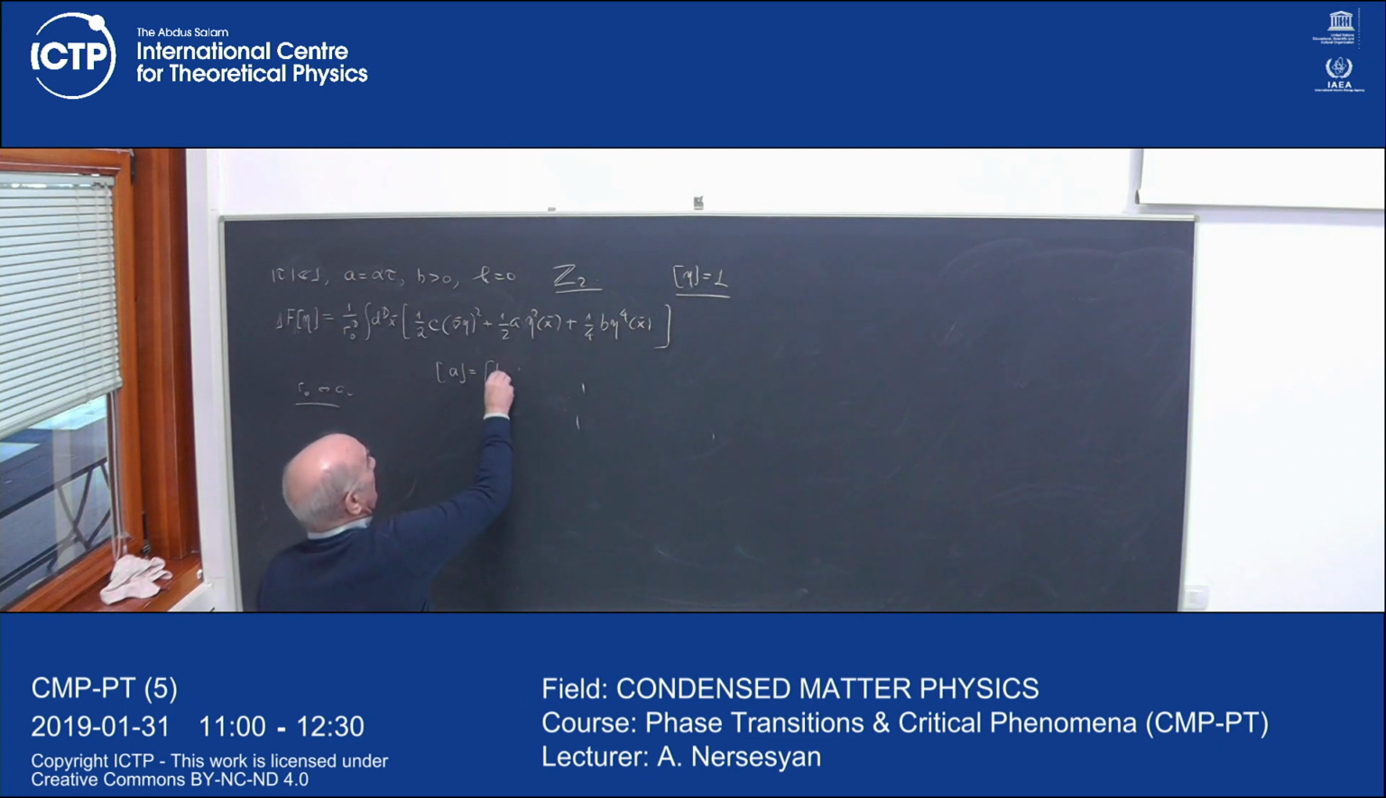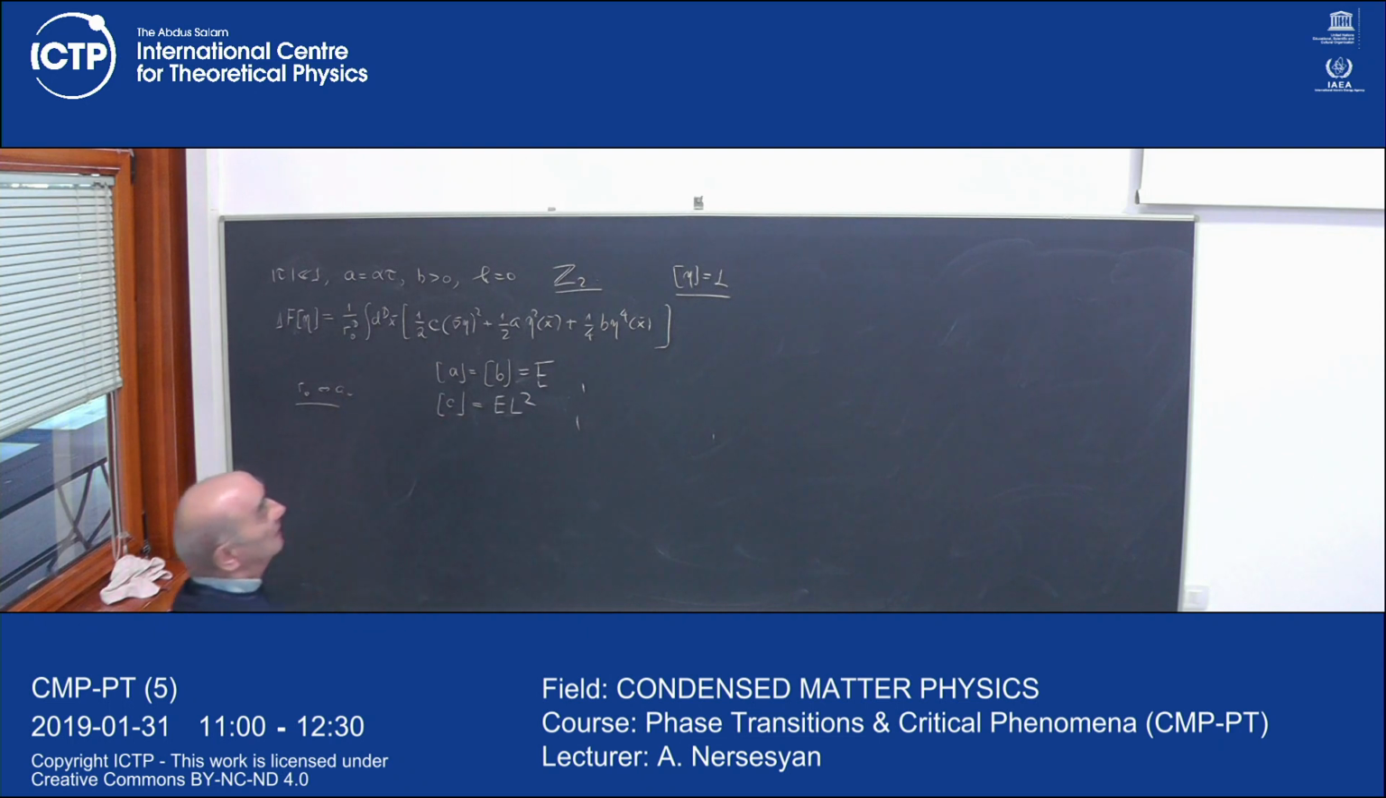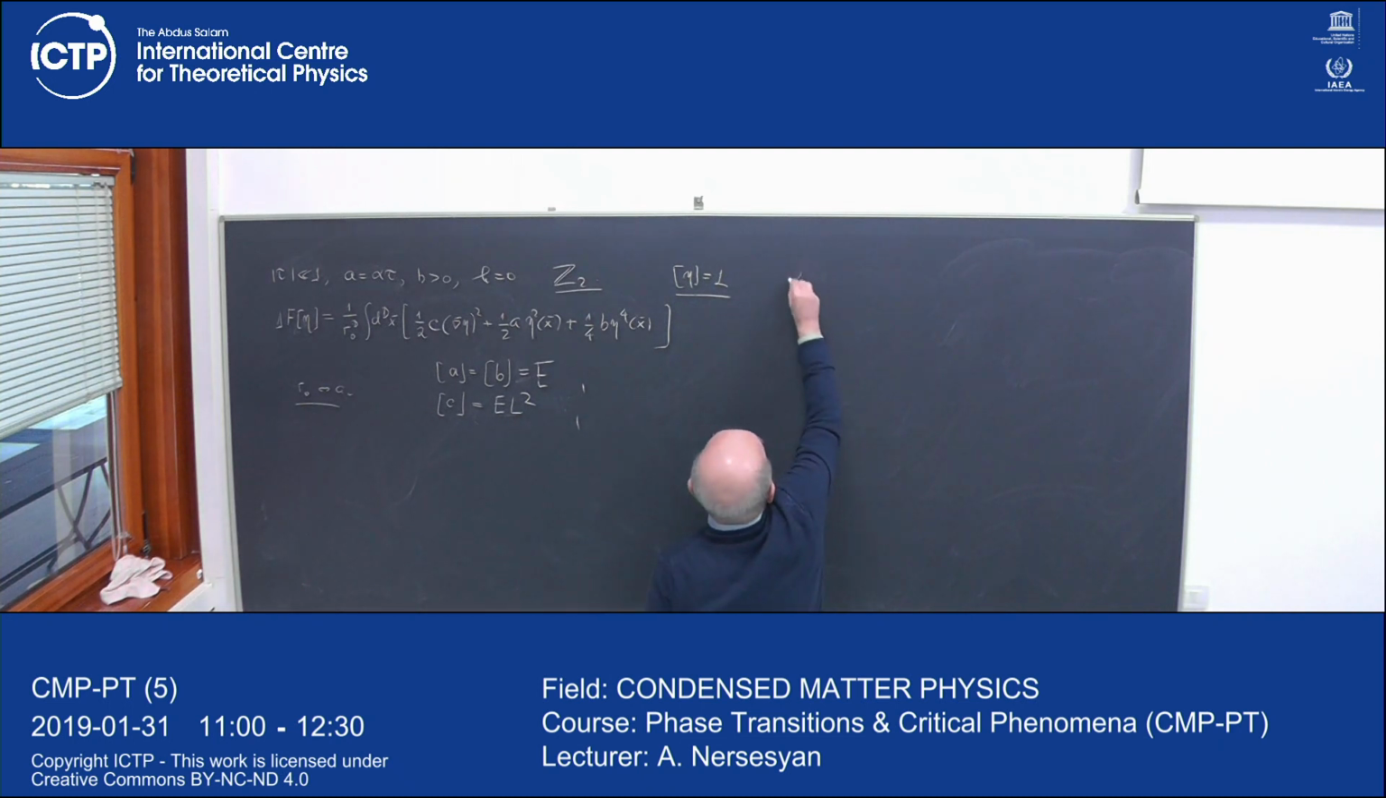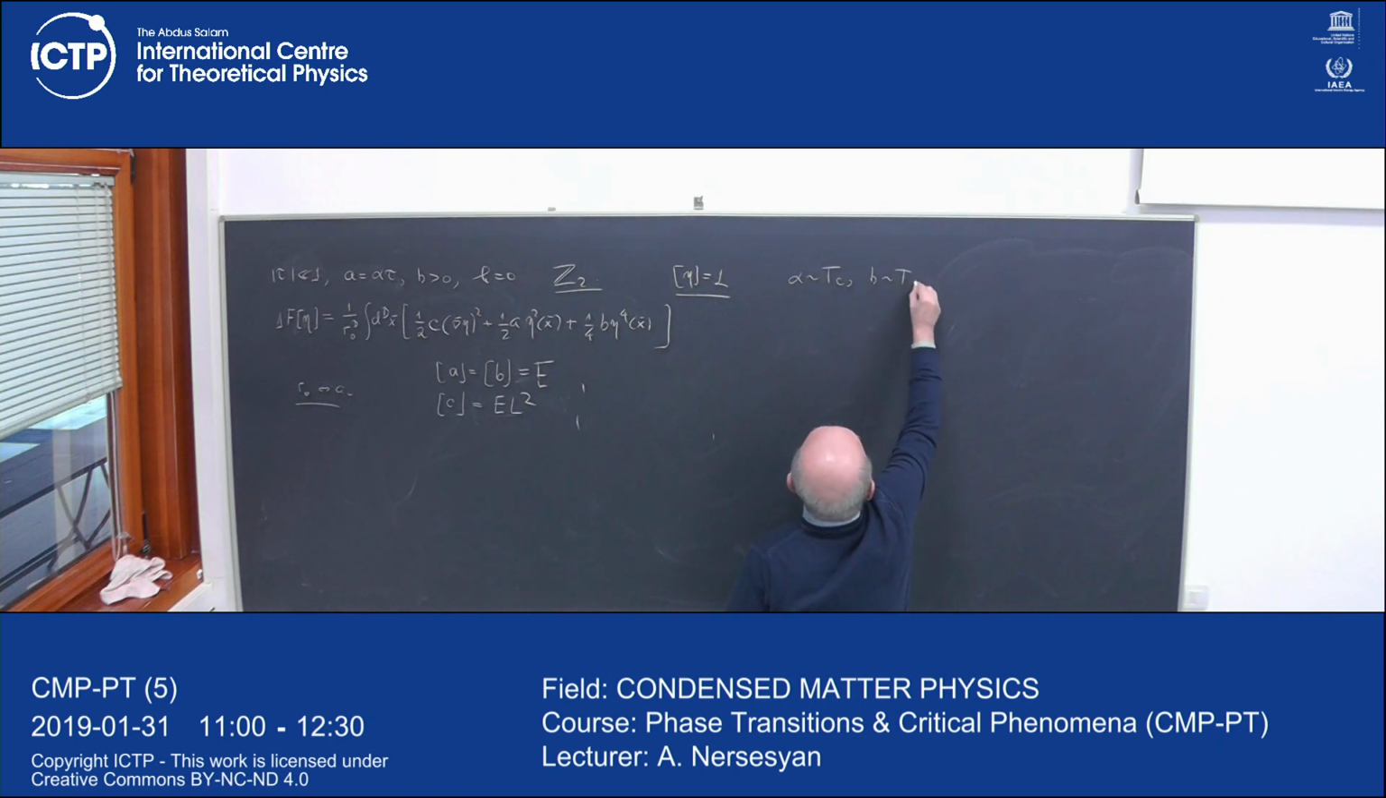So A and B must have a dimension of energy. Now C, as you can see, must have a dimension of energy times length squared. Why? Because this is a gradient squared, and this cancels the inverse length squared in the gradient, right? Now let us also recall that alpha is of the order of Tc and B is also of the order of Tc.